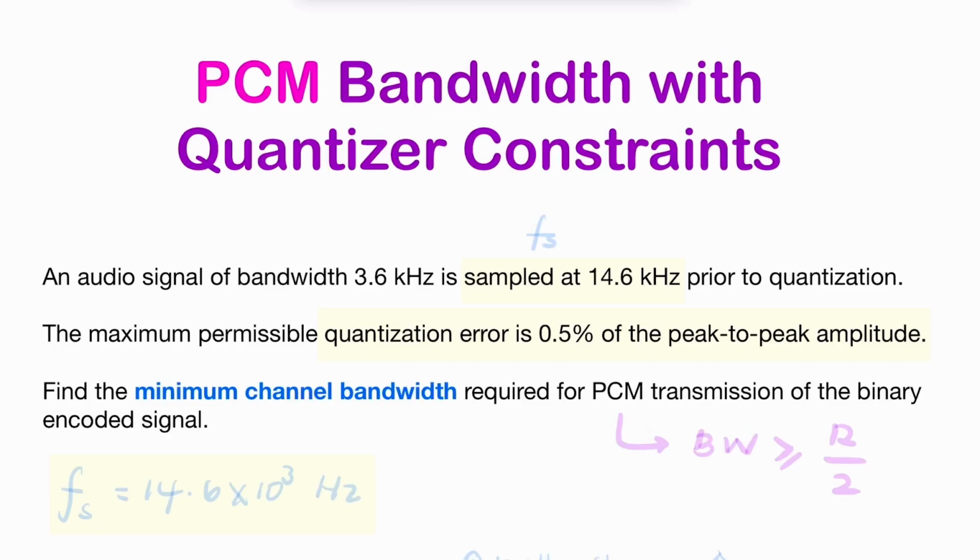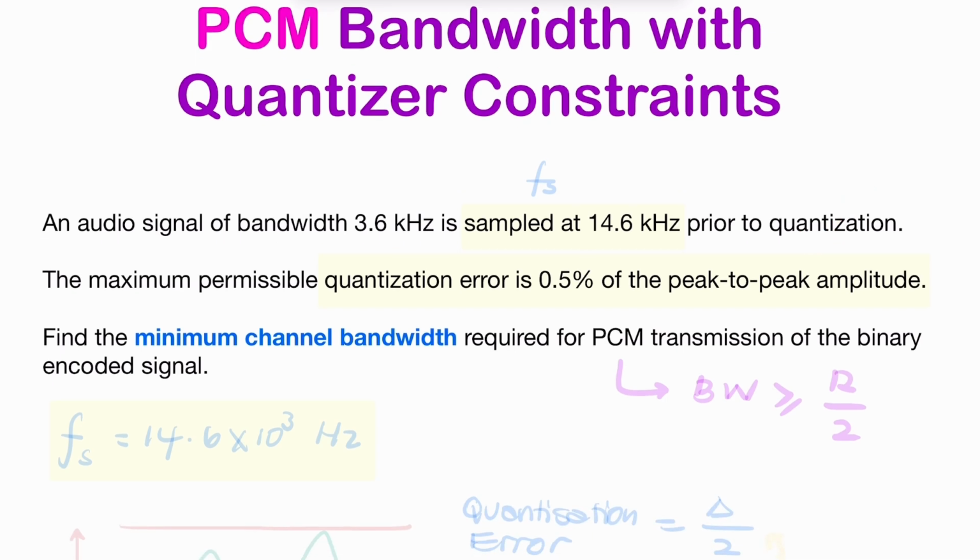So here we're told about an audio signal that's being sampled and then quantized, and we're told information about the quantizer, and that the quantization error is less than or equal to 0.5% of the peak-to-peak signal amplitude. Okay, and we're being asked to find the minimum channel bandwidth. So let's start with what we're being asked for.